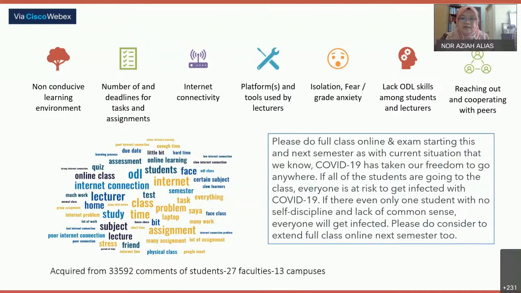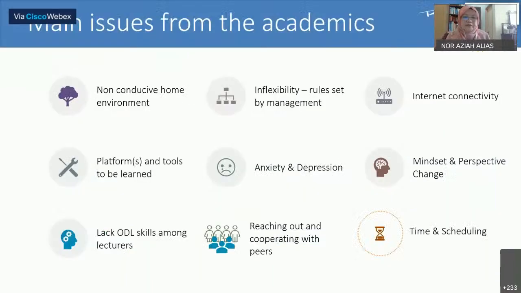But we also got something like this: "Please do full online class and exam starting next semester. As with the current situation, COVID has taken our freedom, whatever." So we also got things like that. So with 160,000 students, we have students who don't want to come to campus, students who want to go online, students who don't want to go online, and so on, right? So even from lecturers, when we ask them about their issues, they also talk about non-conducive home environments, that was then in May because we were all stuck at home.